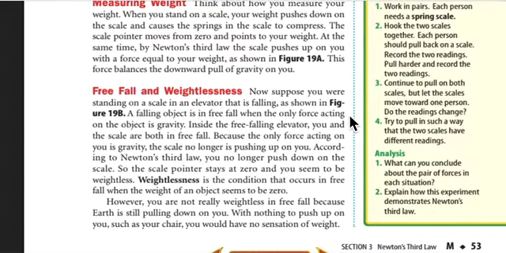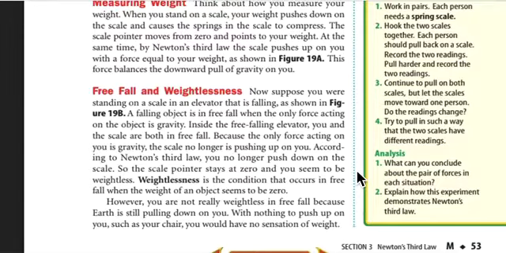A falling object is in free fall when the only force acting on the object is gravity. Inside the free falling elevator, you and the scale are both in free fall. Because the only force acting on you is gravity, the scale is no longer pushing up on you. According to Newton's third law, you no longer push down on the scale. So the scale pointer stays at 0 and you seem to be weightless.